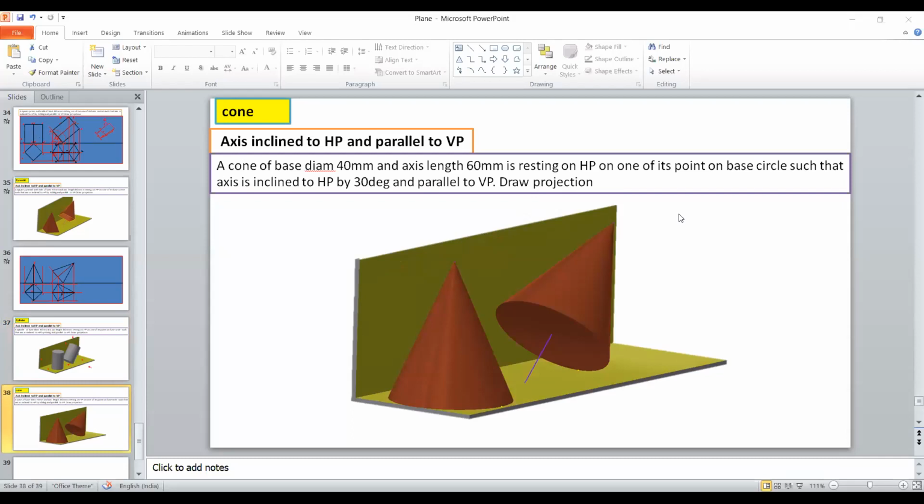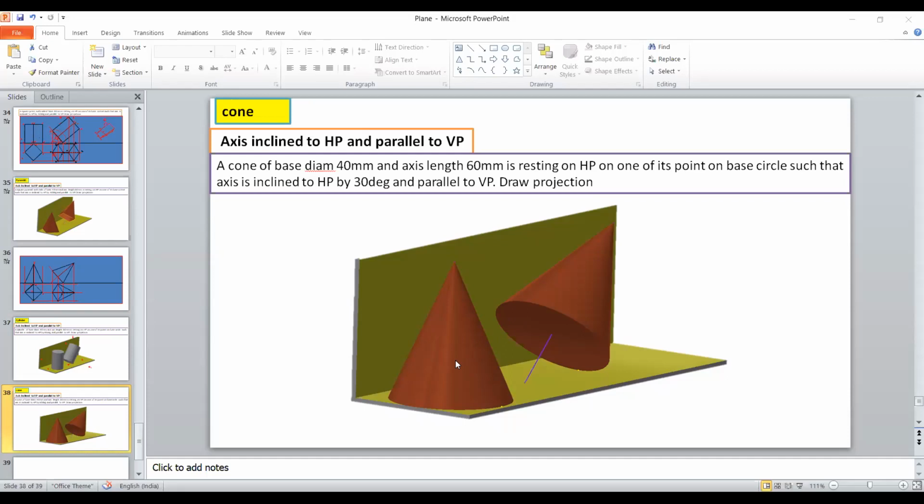Now we will see the projection for the cone. You can note down this problem. A cone of base diameter 40 mm and axis length 60 mm is resting on the HP on one of its points on the base circle such that the axis is inclined to the HP by 30 degrees and parallel to the VP. Draw the projection. This is the three-dimensional representation.